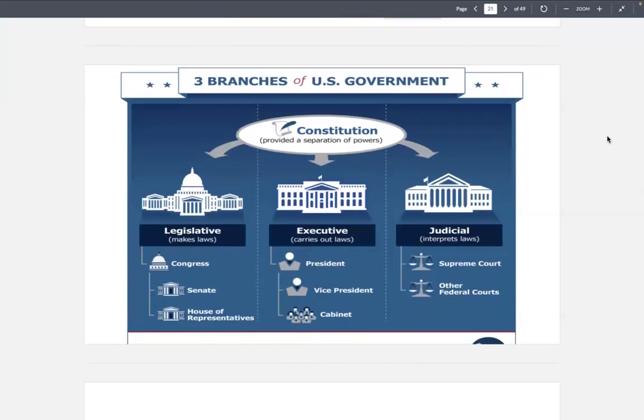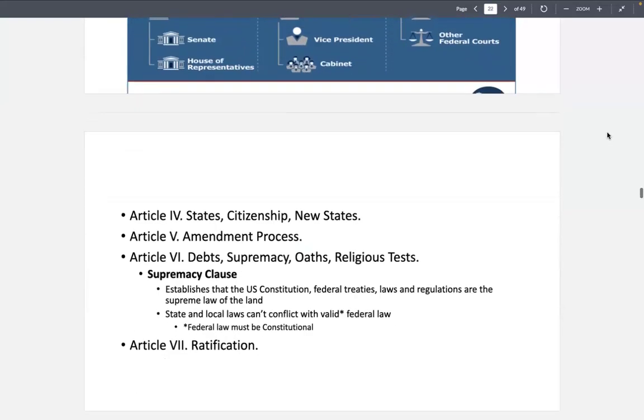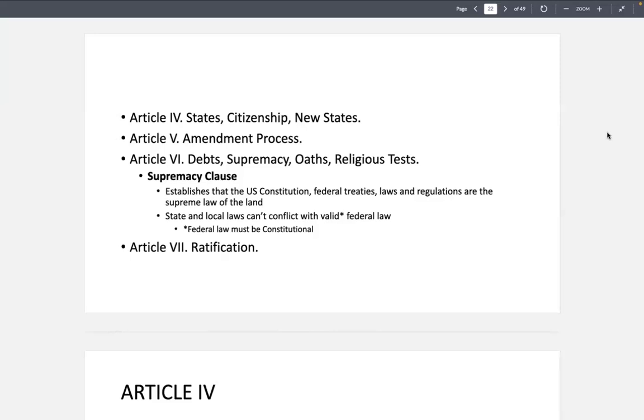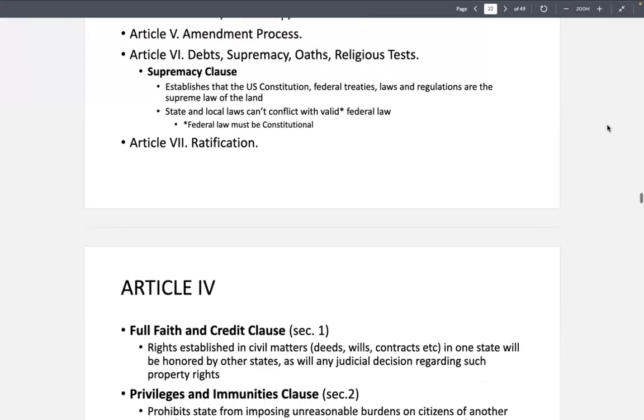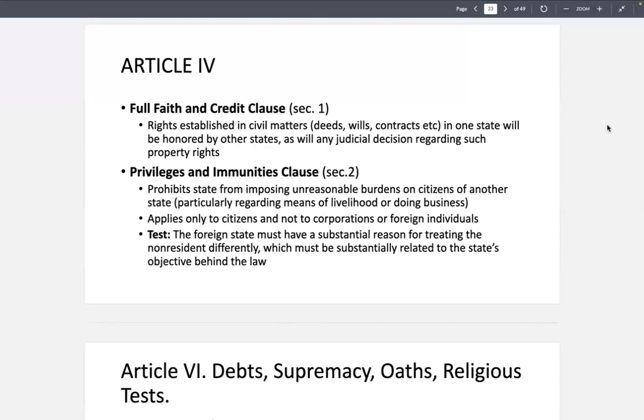There are, again, three branches of government that are established by Article 1, Article 2, and Article 3 of the United States Constitution. Article 4 of this original document, the original Constitution, concerns the relationships between the states, citizenship, and the establishment of new states. And that'll be important when, as business people, we are operating across state lines.